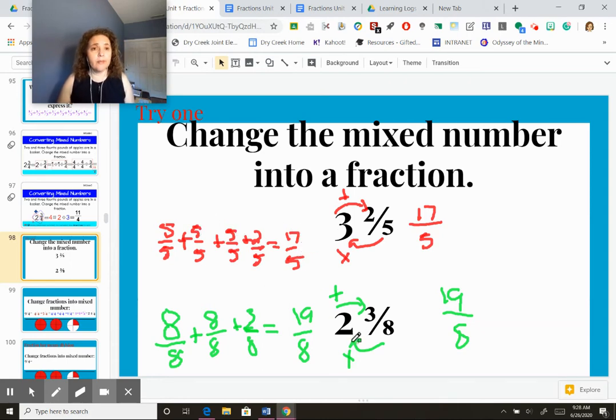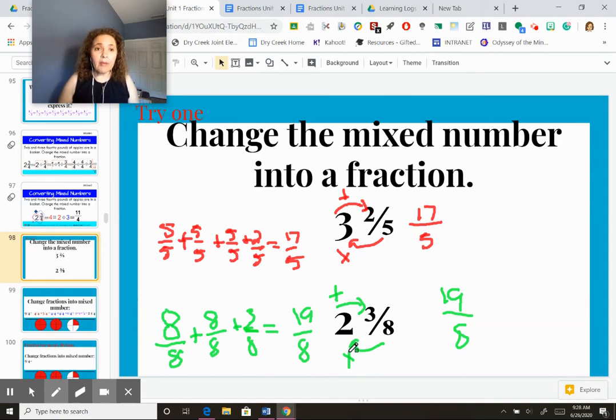2 and 3/8, same thing. I drew my fraction line first. My denominator is 8, put my 8 down, and then I did my MAD multiply. 2 times 8 is 16, plus 3 is 19. 19 over 8, denominator stays the same.